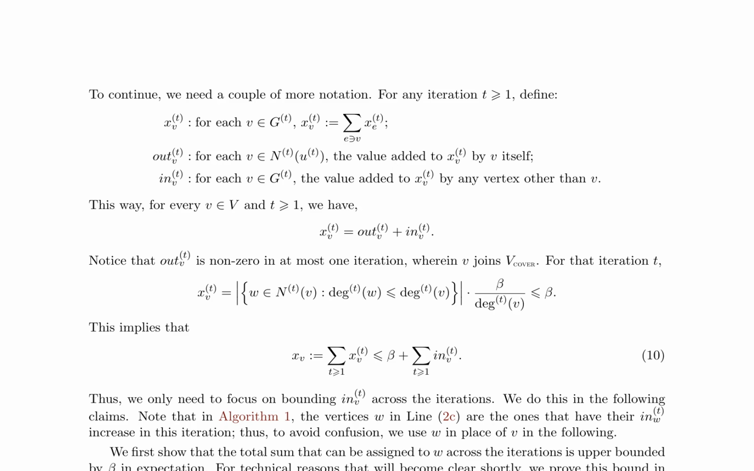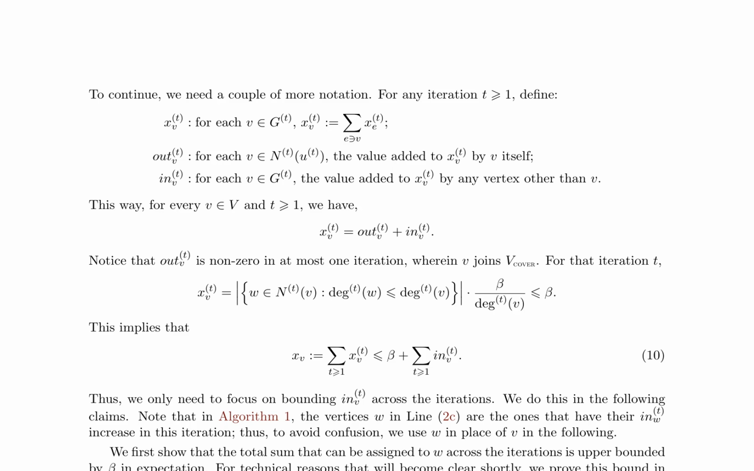In this section, the authors introduce additional notation for their algorithm. They define x_t(v), out_t(v), and in_t(v) to represent the total value added to vertex v at iteration t, the value added by v itself, and the value added by other vertices, respectively. The authors then use these definitions to establish an upper bound on the total sum that can be assigned to a vertex w across all iterations.